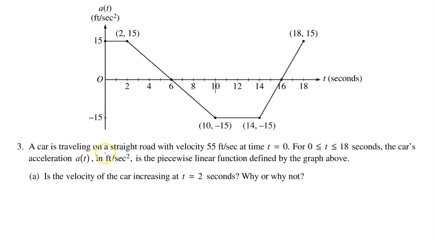A car is traveling on a straight road with velocity 55 feet per second at time t equals 0. For the time interval from 0 to 18 seconds, the car's acceleration a of t in feet per second squared is the piecewise linear function defined by the graph above. Part A. Is the velocity of the car increasing at t equals 2 seconds? Why or why not?